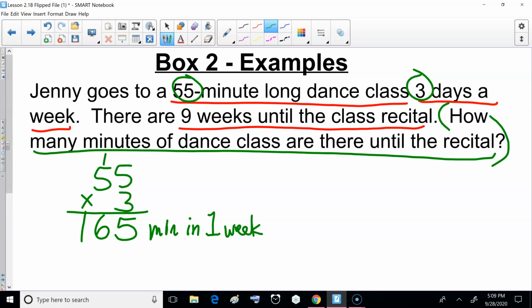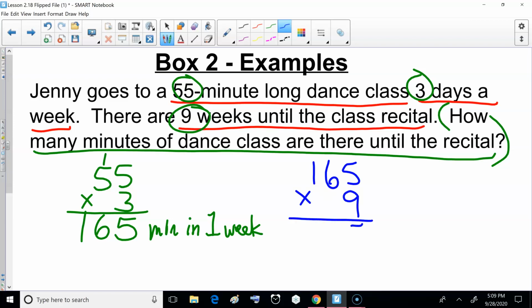But they don't want to know about 1 week. They want to know how many minutes of dance until the recital. And we know there are 9 weeks until the recital. So that means if she does 165 minutes each week, and there's 9 weeks, I take 165 and I'm going to times it by 9, because there are 9 weeks until the recital.